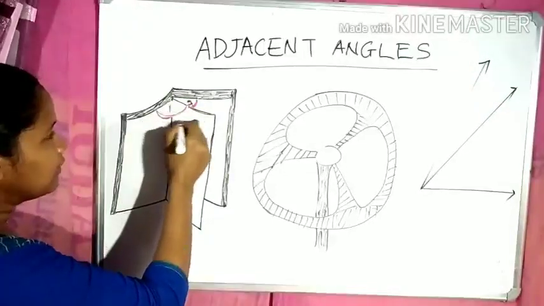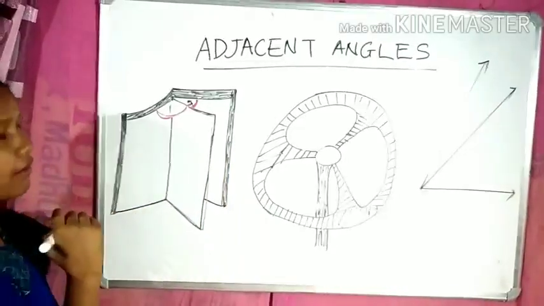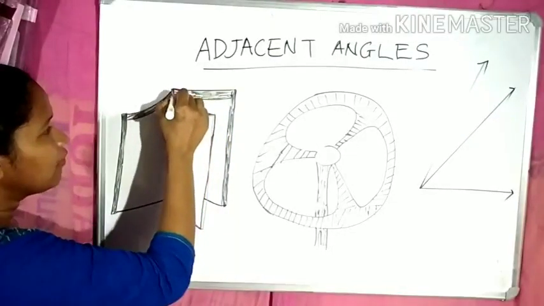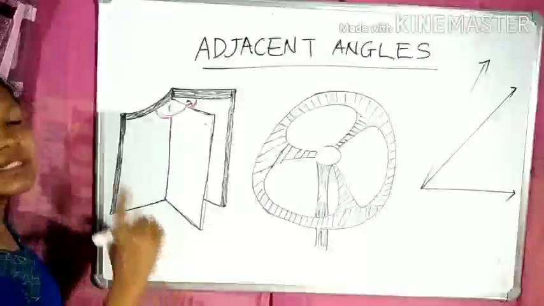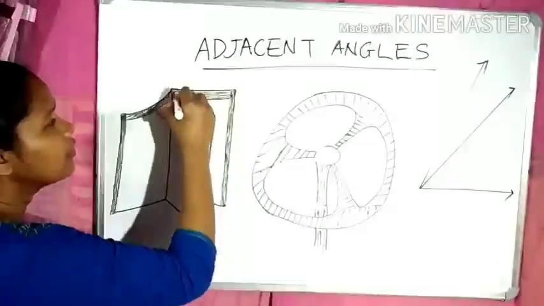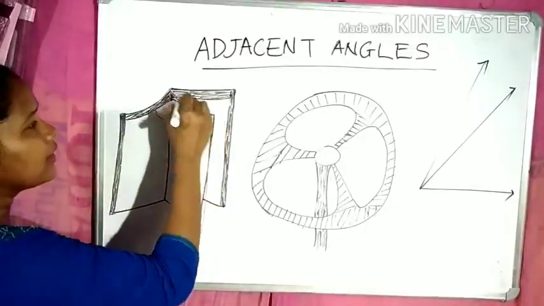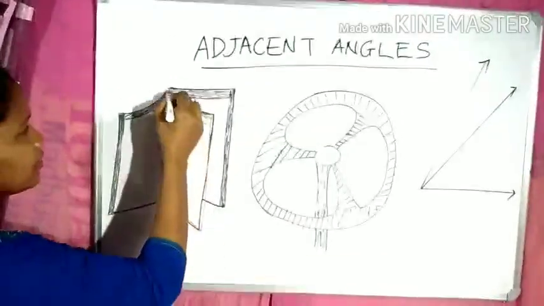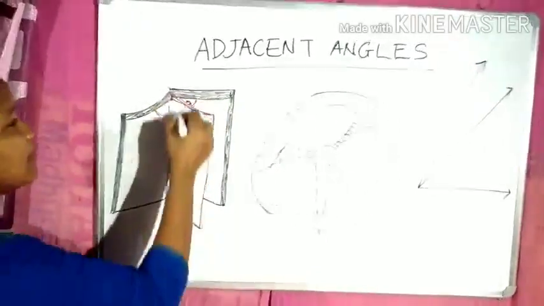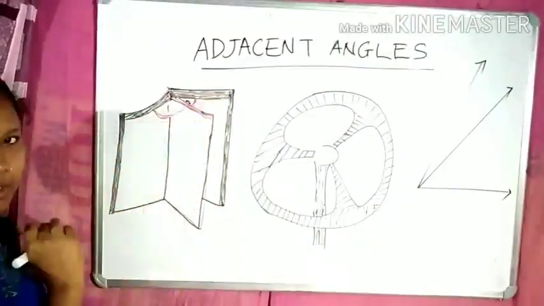Between the two angles, one page is present, one common page. There is also one point from where it starts, one vertex. Here are two angles. This one is one angle, then 2 is the second angle. So they have a common vertex and a common arm, and the uncommon arms are on two sides of the common arm.